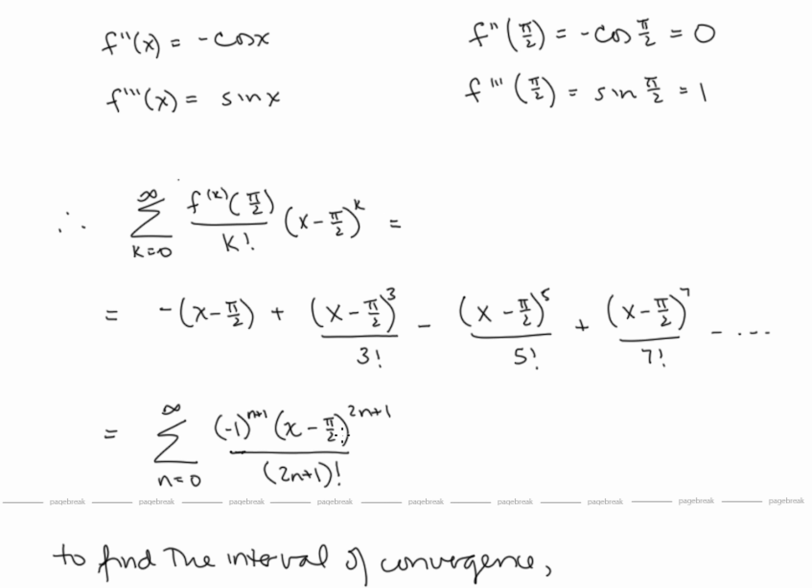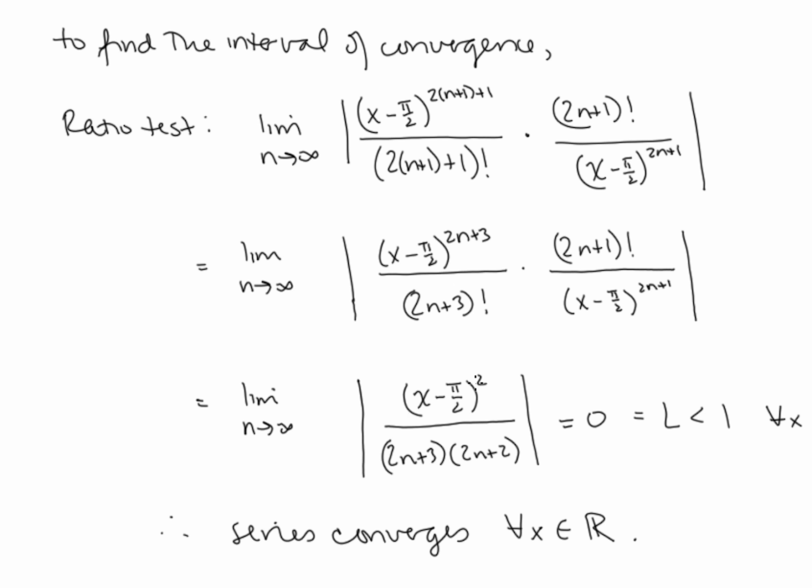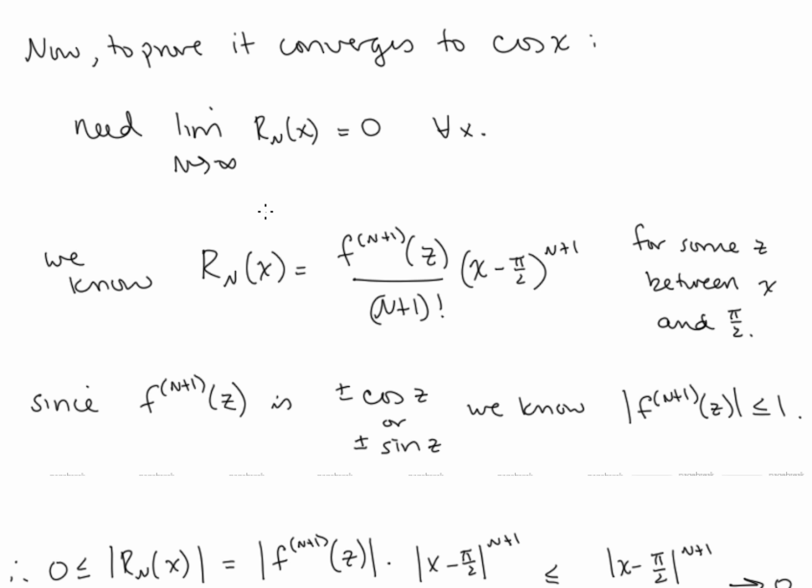Now let's find the interval of convergence. So we use the ratio test. And like the problem before, we have our limit equal to 0 for all x, which says that we have convergence for all x in the real numbers. So now we know that the Taylor series converges for all x. We just haven't yet proved that it converges to cosine x. To prove it converges to cosine x, we need to show that the limit as n goes to infinity of R sub n is equal to 0 for all x.